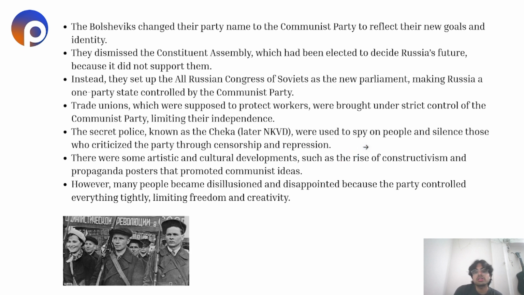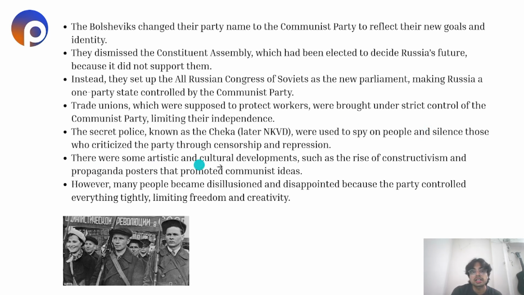So you can see a sort of dictatorship was taking place in Russia. The goal was socialism, but it turned to communism, and then later on it turned to autocracy or dictatorship, because censorship was there, repression was there, and the Cheka, Lenin's secret police, the NKVD, were spying on people and silencing those who criticized the party. So it was turning into the whole communism thing.